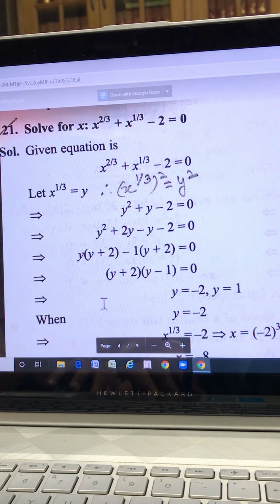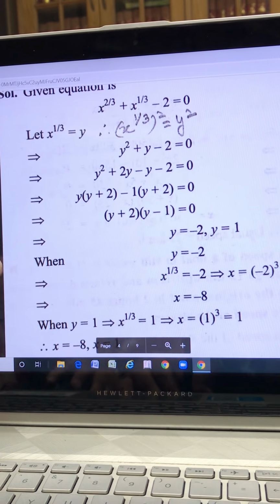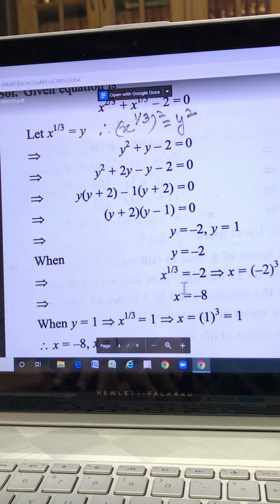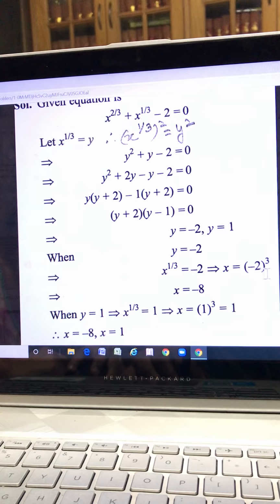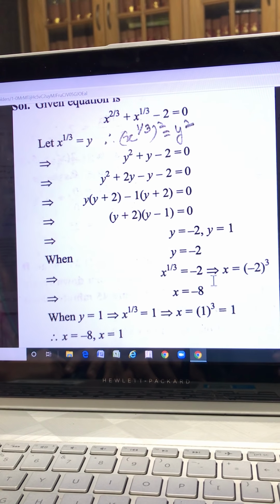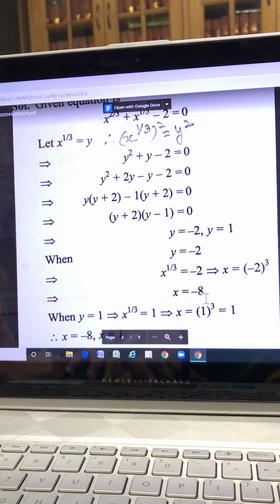x to the power 1 by 3 is minus 2 implies what? If this is the equation, take cube on both the sides. इसका क्यूब करेंगे तो ये x बन जाएगा. Minus 2 cube will give you minus 8. That means one possible answer is x equal to minus 8.